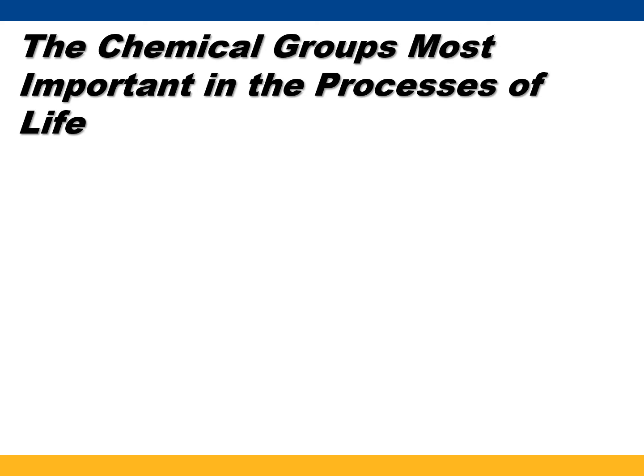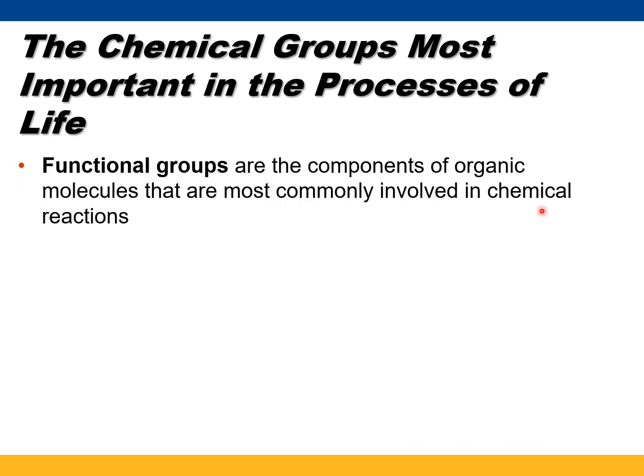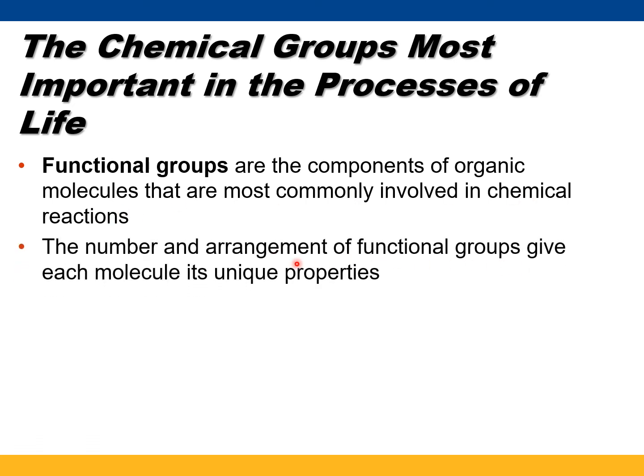So functional groups superimposed on the carbon backbone are what are most commonly involved in chemical reactions. Functional groups are atoms. They can be individual atoms or small clusters of atoms forming a small molecule that is bound to that carbon structure and gives that molecule added reactivity, if you will. So each functional group has unique properties. Some of them are very, very polar. Some of them are very, very non-polar.